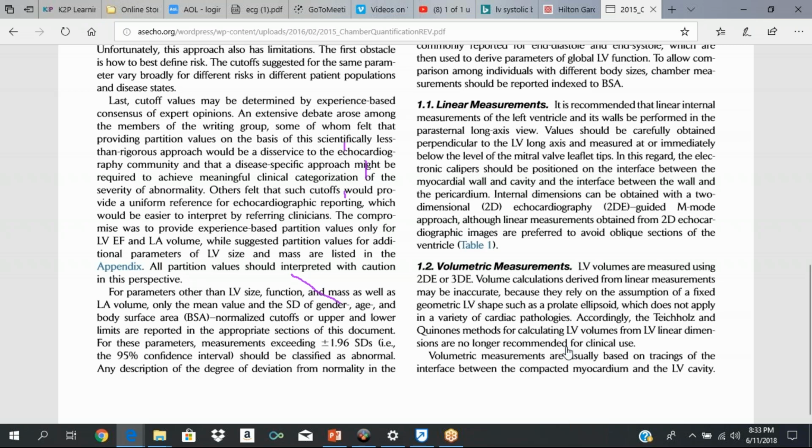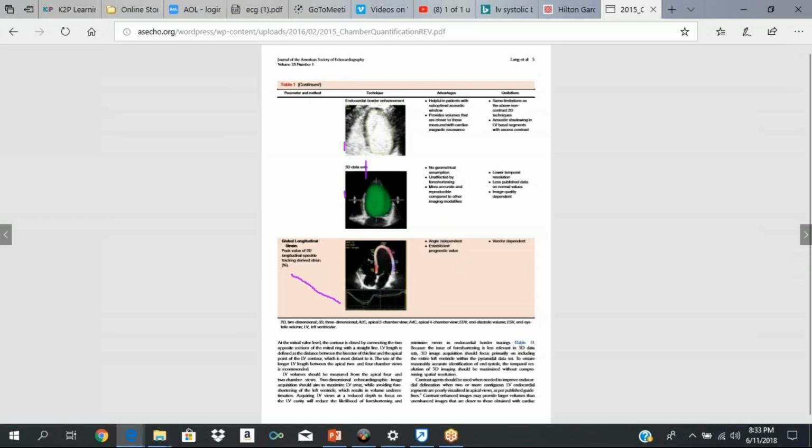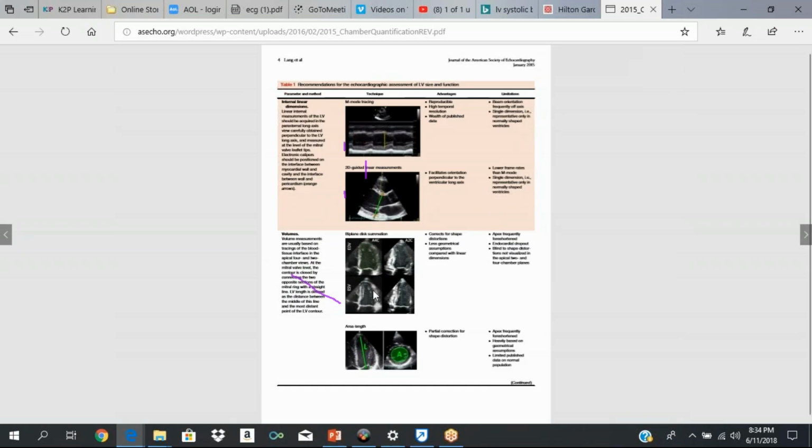Okay, so volumetric measurements are usually based on tracing of the interface between the compacted myocardium and the LV cavity. All right, so this is what we're saying.